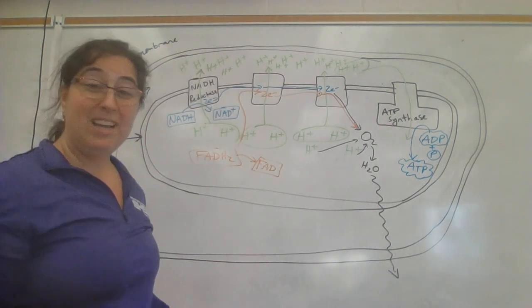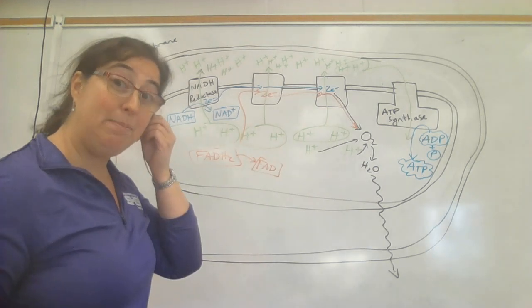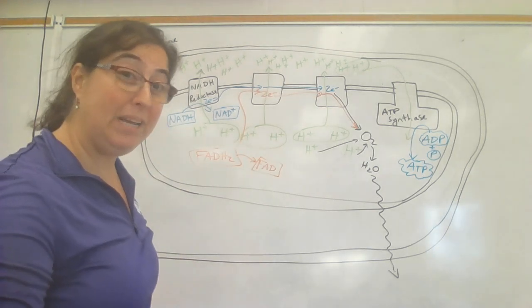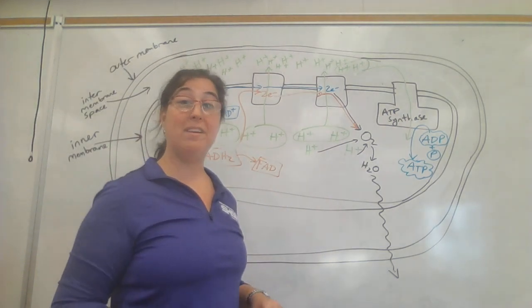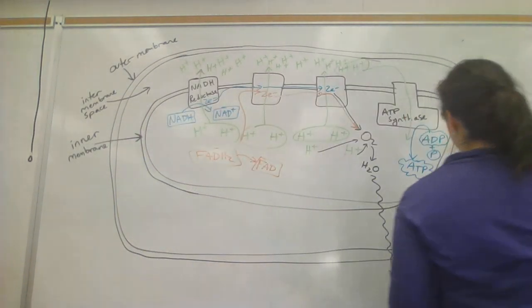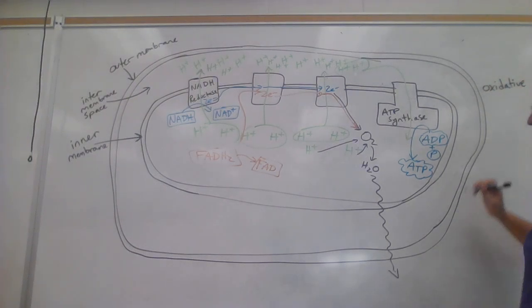Now, this last bit where ATP synthase turns ADP and phosphate into ATP using that concentration gradient happens to also go by another name. The other name for this is oxidative phosphorylation.